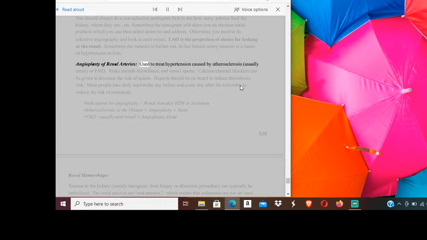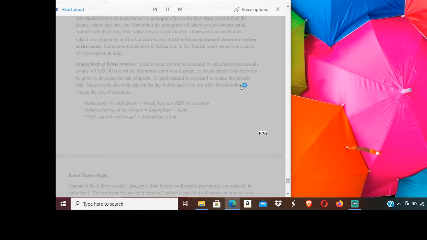Angioplasty of renal arteries is used to treat hypertension caused by atherosclerosis, usually ostial, or FMD. Risks include thrombosis and vessel spasm. Calcium channel blockers can be given to decrease the risk of spasm. Heparin should be on board to reduce thrombosis risk. Most people take daily aspirin the day before and every day after for 6 months to reduce the risk of restenosis. Indications for angioplasty equal renal vascular HTN or azotemia. Atherosclerosis at the ostium equals angioplasty plus stent. FMD, usually mid-vessel, equals angioplasty alone.